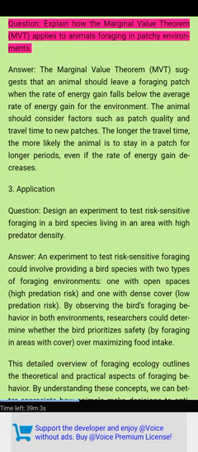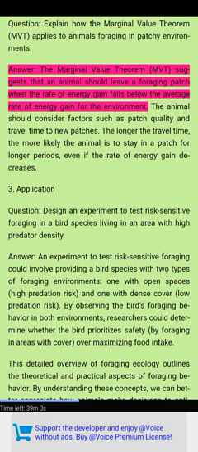2. Comprehension. Question. Explain how the marginal value theorem, MVT, applies to animals foraging in patchy environments. Answer. The marginal value theorem, MVT, suggests that an animal should leave a foraging patch when the rate of energy gain falls below the average rate of energy gain for the environment.